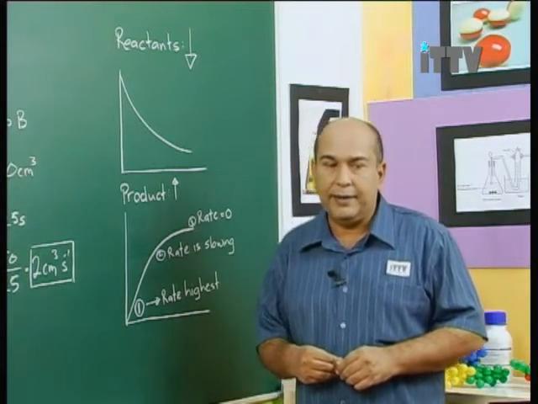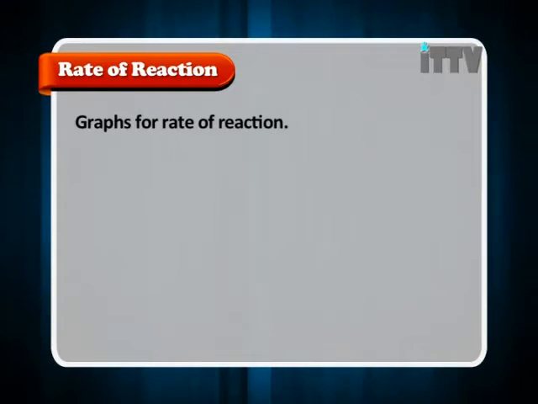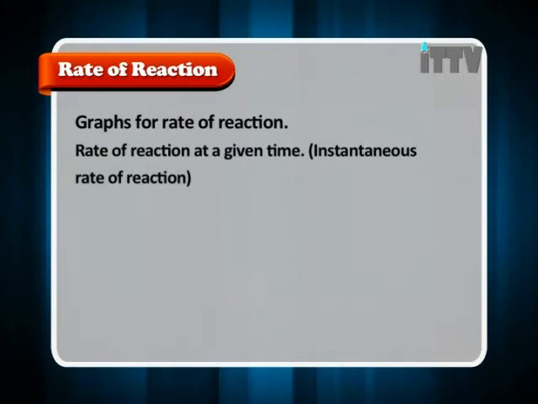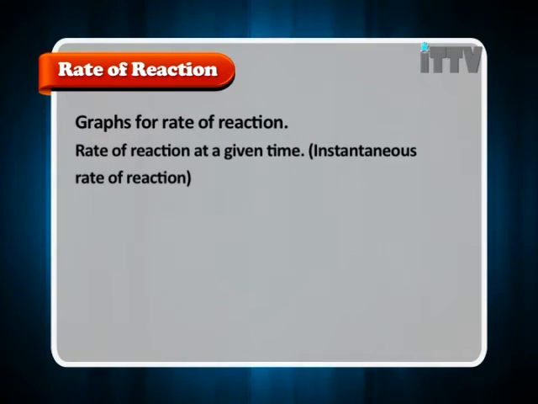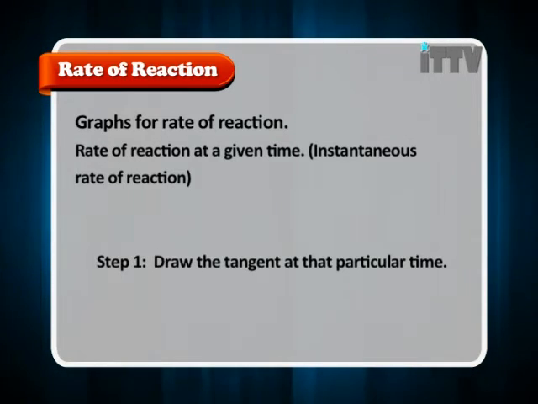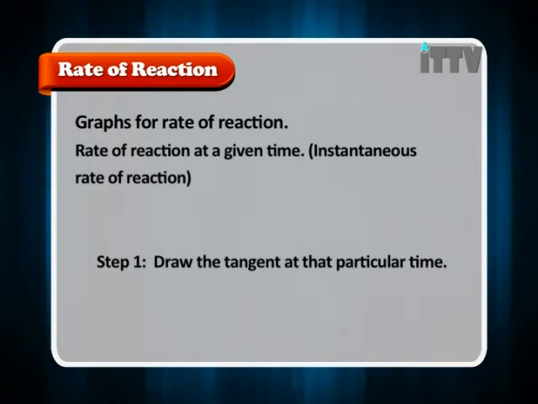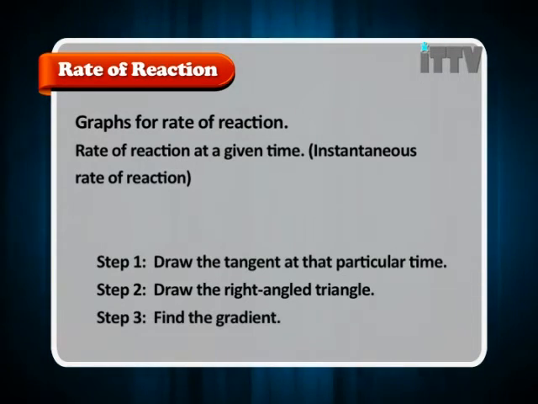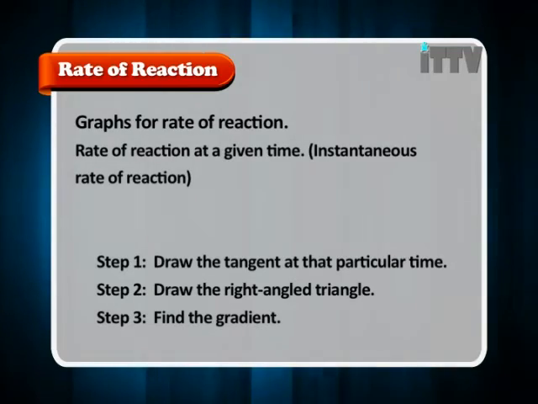Let's go back to the slide. Graphs of rate of reaction. Rate of reaction at a given time. Instantaneous rate of reaction can be obtained from the gradient of the graph. Step 1. Draw the tangent at that particular time. Draw the right-angled triangle. Find the gradient.